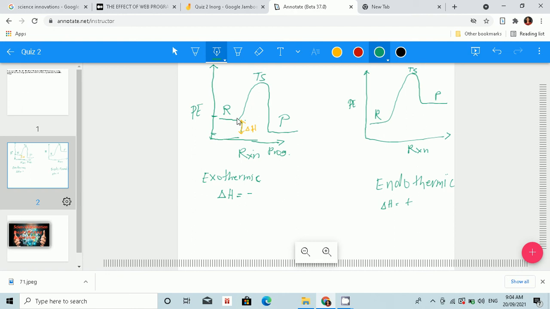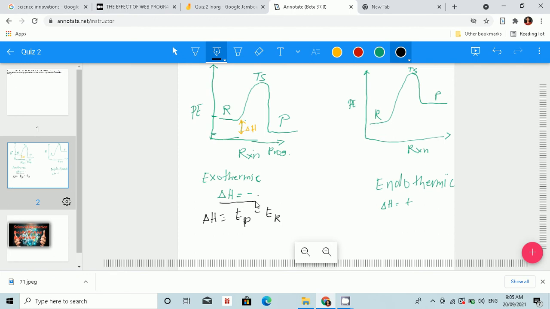So what do we call the energy difference of the reactant and the product? That is our enthalpy. Enthalpy is the energy difference between a product and a reactant. Enthalpy is the energy of the product minus the energy of the reactant. Because the energy of the product is less than the energy of the reactant, we have a negative value. So delta H for an exothermic reaction is negative.